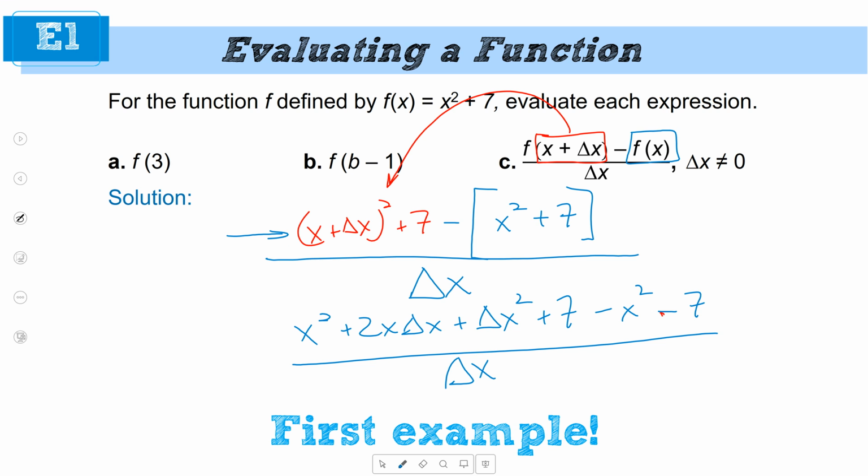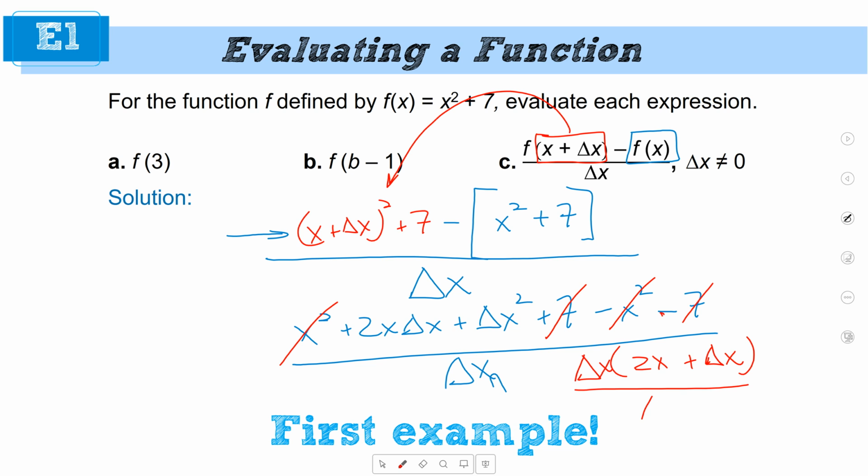Some people are going to want to write x plus delta x times x plus delta x and FOIL. That's okay. I use a different system. What do I use? I square the first term, I multiply the two together, double it, square the last term. The end result is the same. Okay, so that means, let's see, 7 goes away, x squared goes away. So now I've got, running out of room here, 2x delta x plus delta x squared, factor out a delta x. Oh yeah, and there's my final answer.